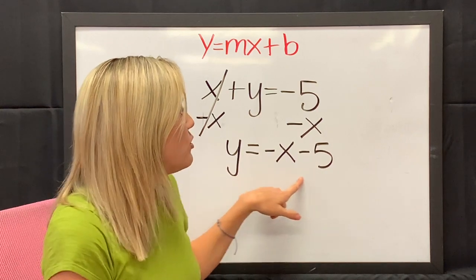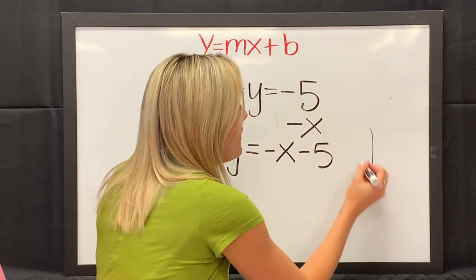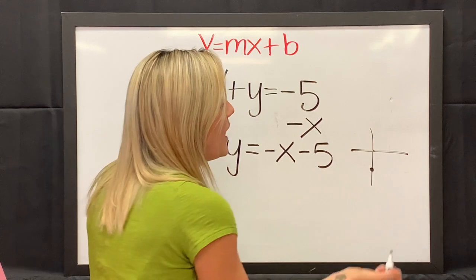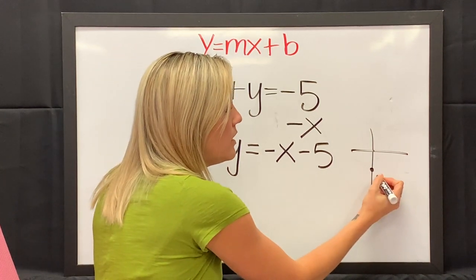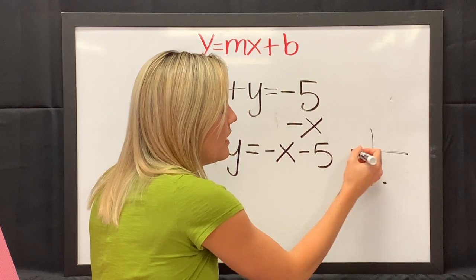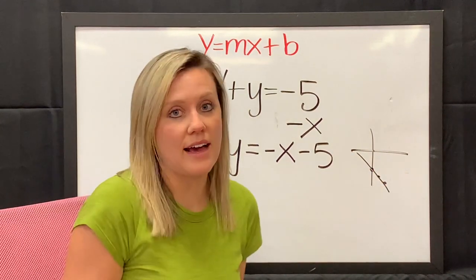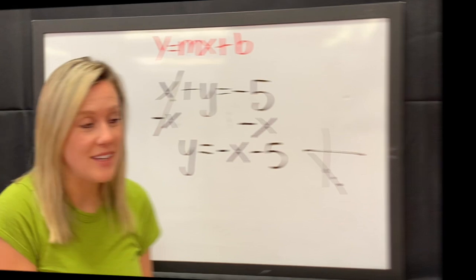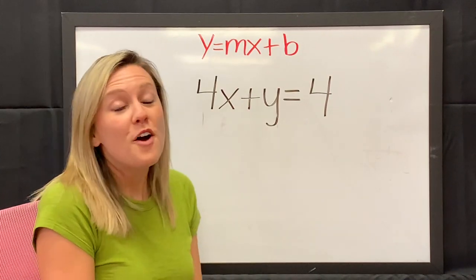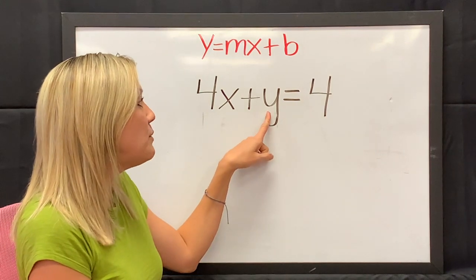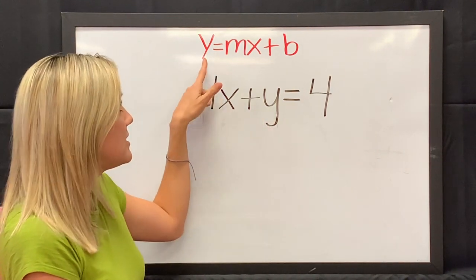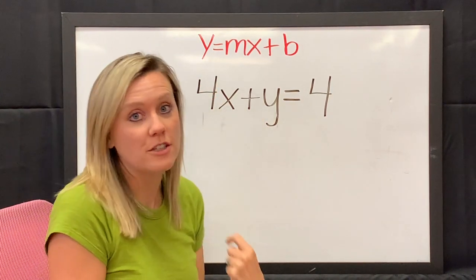So if I wanted to graph this, I would start off at -5 down here on my y-axis, and then my slope being -1, I would go down 1 over 1, down 1 over 1, and my line would look something like that. Let's do another one. Here is my second equation, 4x plus y equals 4. And again, I want to get my y by itself because it's all by itself in slope-intercept form.